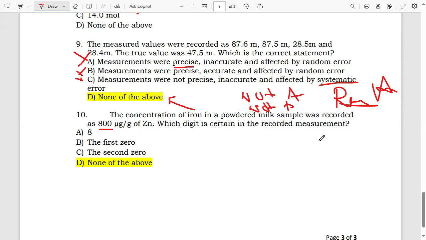Which digit is certain there? Hello? Hello, guys, are you there? What can you say? Which digit is certain? Yes, sir. Hello, I'm asking a question. Which digit is uncertain there? I mean certain. The question says certain here. Which digit is certain there?